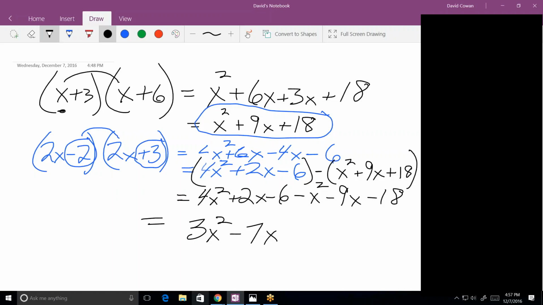And negative 6 minus 18 is a negative 24. Positive? No, it's negative. Yeah, negative 24.